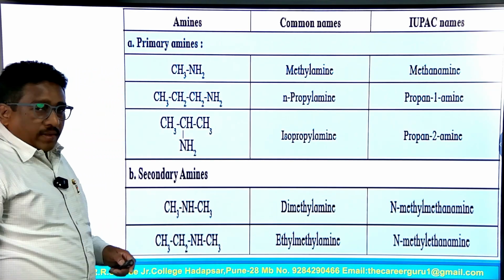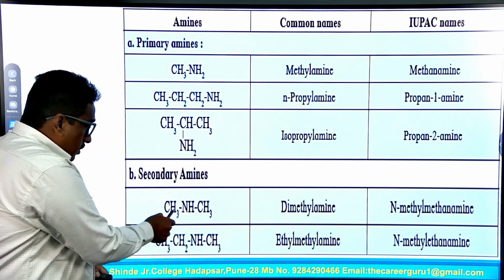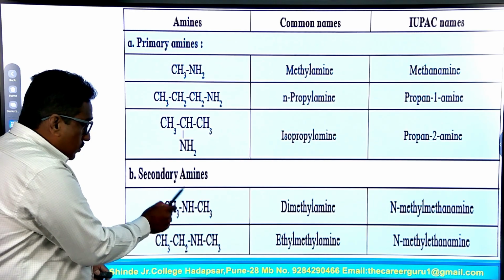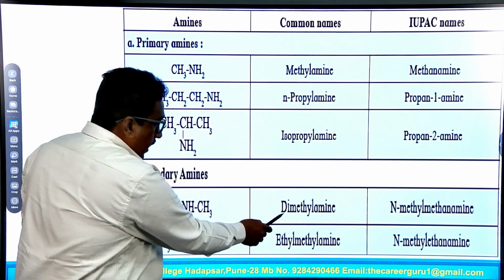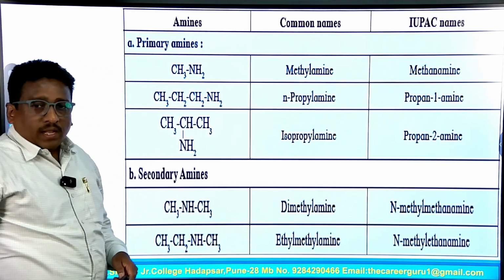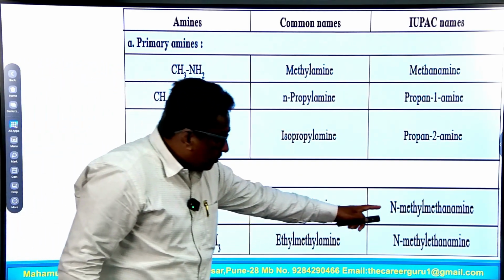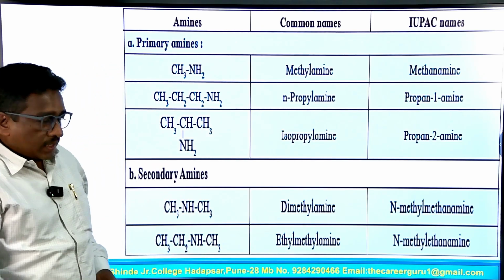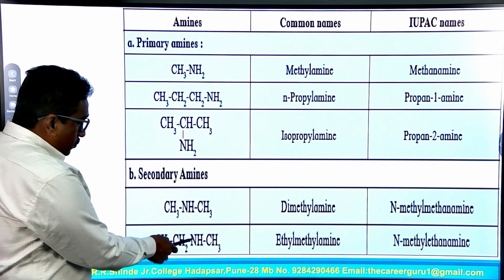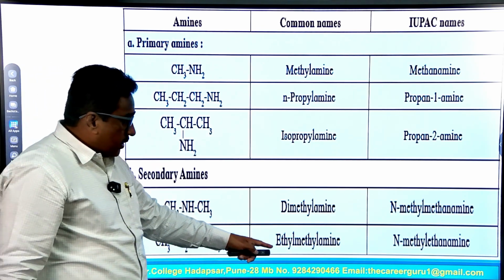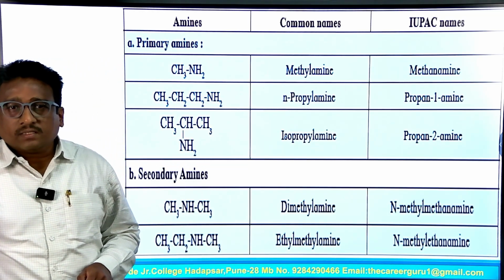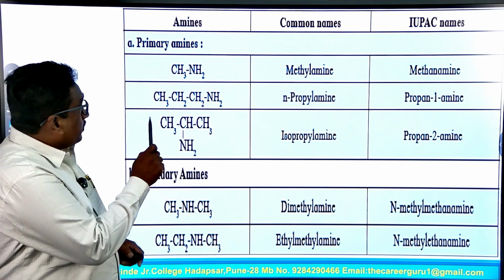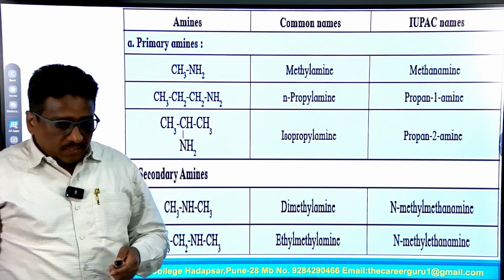In secondary amines, suppose 2 methyl groups are attached to the nitrogen atom. The groups are similar, so using the prefix di, it is dimethylamine and its IUPAC name is N-methyl methanamine. In the second example, CH3CH2NHCH3, it is called ethyl methylamine and its IUPAC name is N-methyl ethanamine. So, these are examples of primary and secondary amines.